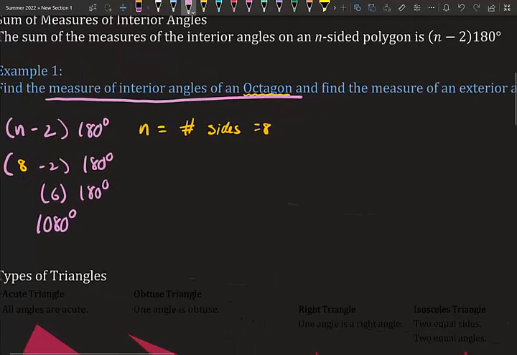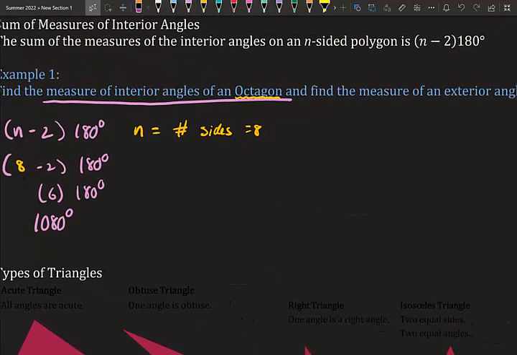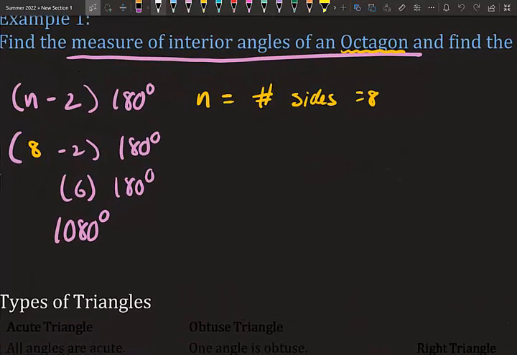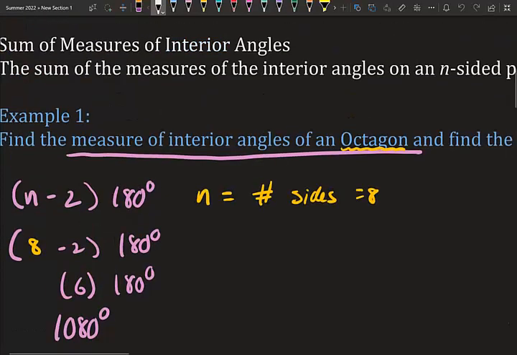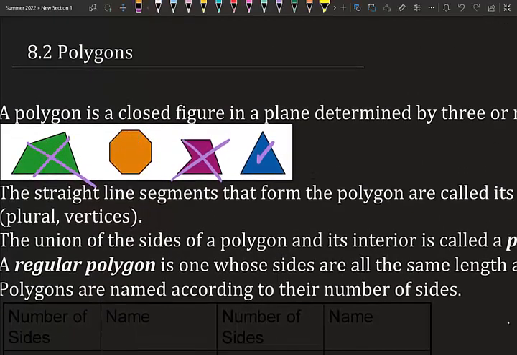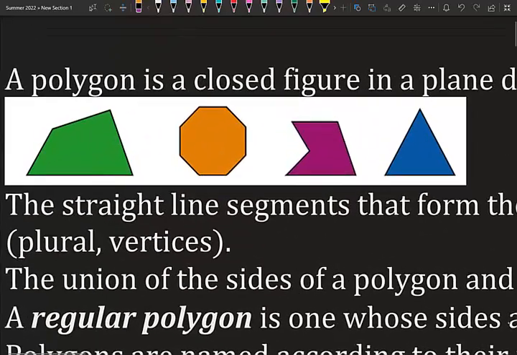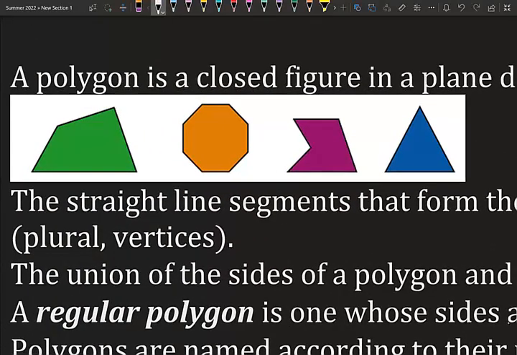Now, let's find the measure of an exterior angle. So I'm going to attempt to draw an octagon. It's going to be horrible, bear with me. I cannot draw to save my life. Octagon is 8. Alright, so here's an octagon. How do we know? It's 8 sides. Well, 1, 2, 3, 4, 5, 6, 7, 8. So it's an 8-sided shape. Now, we want to find the measure of an exterior angle, meaning I want to find that angle right there if I extend it out.